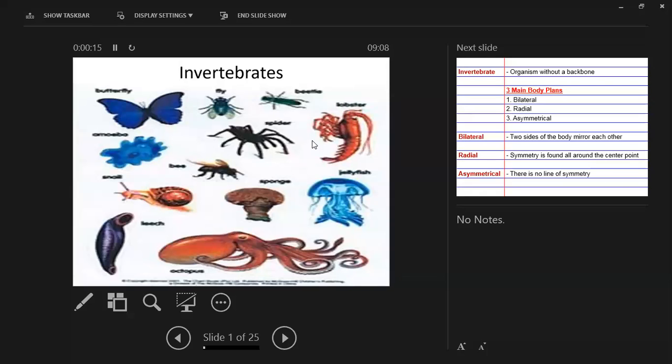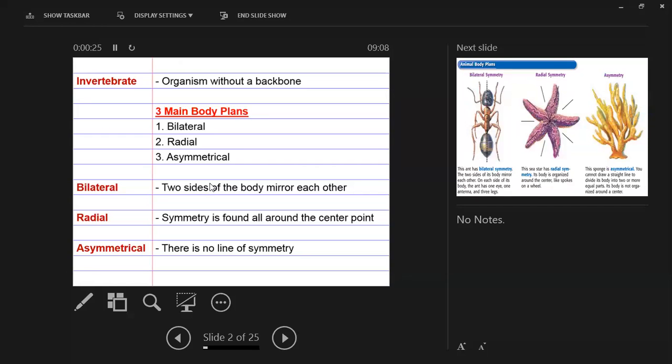Invertebrates. Now we will start. Invertebrates. You can look at the chart and you can notice many examples. Invertebrate: an organism without a backbone. There's a difference between vertebrate and invertebrate. Invertebrates have three main body plans: bilateral, radial, asymmetrical.